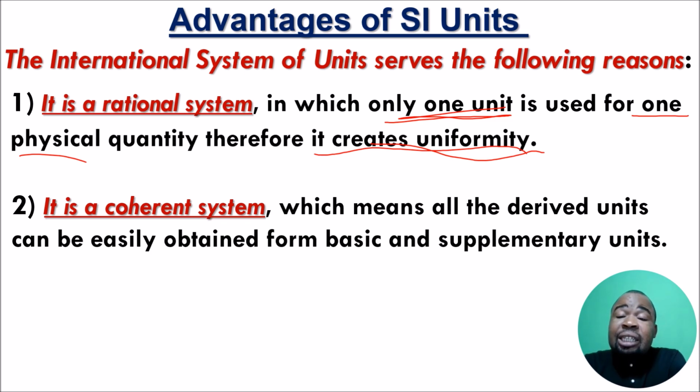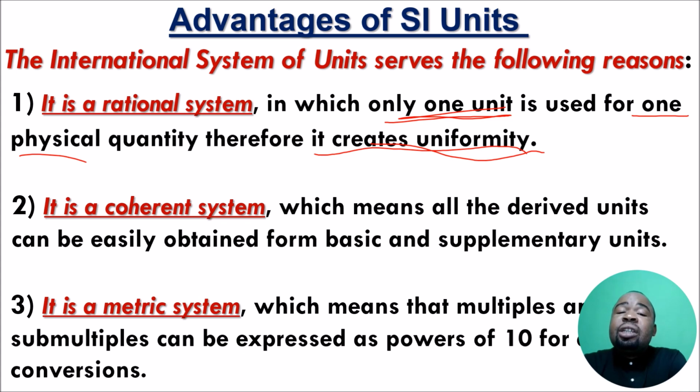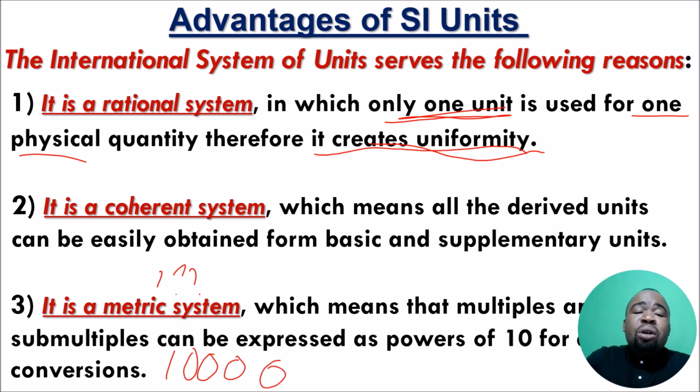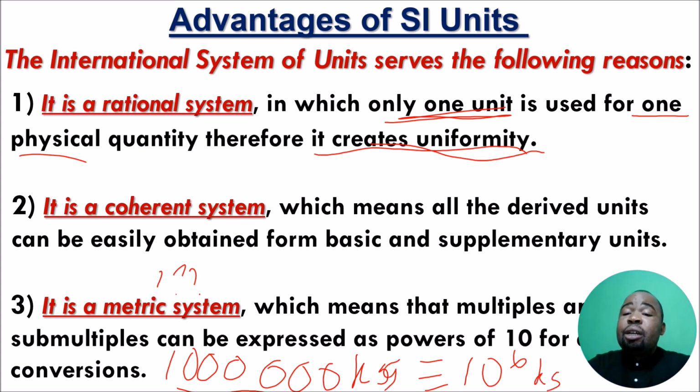The last thing which makes the SI system of units very important is that it is a metric system. What is the meaning of the term metric system? What do we mean by metric system? It means the multiples and submultiples can be expressed as a power of 10 for easy conversions. For instance, we have 1 million kilograms. You can see it's quite a long number. We can safely say this is the same as 10 to the power 6. So it's very important to note that it is a metric system. Multiples can be expressed to the power of 10 for easy conversions.